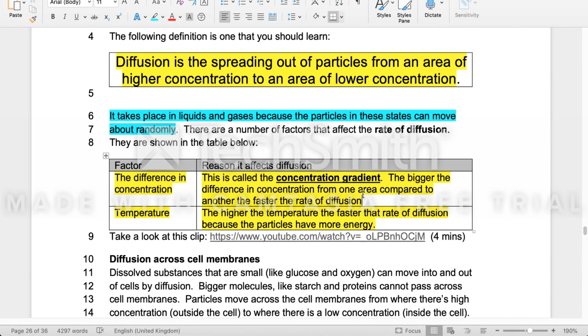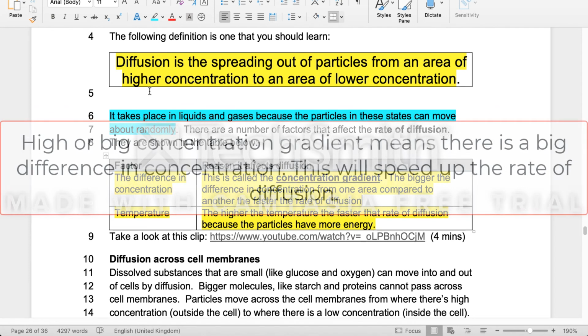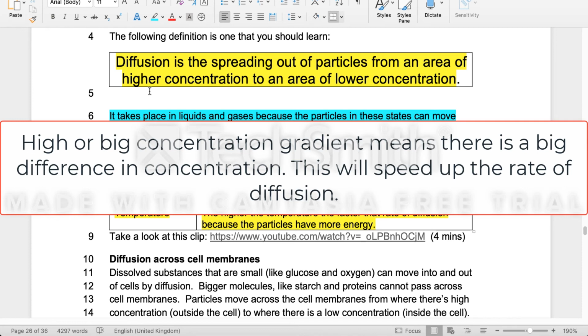All right. So just like it says in the chart, concentration gradient is a shorter way of saying the difference in concentration. And when there's a difference in concentration, we know that there's going to be a diffusion happening, because diffusion only happens when there's a difference in concentration, high concentration to low concentration. But when that difference is even bigger, when you have a very big concentration gradient or a high concentration gradient, then the rate of diffusion will increase.